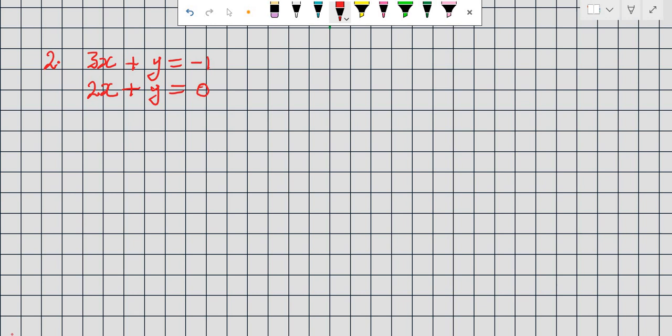All right, so we have question number 2, which is 3x plus y equal to -1 and 2x plus y equal to 0. Remember, we have to change each of the equations to the slope-intercept form. So let's label this as equation 1 and this as equation 2. Remember that the slope-intercept form is given as y equal to mx plus b, where m is the slope and b is the y-intercept.